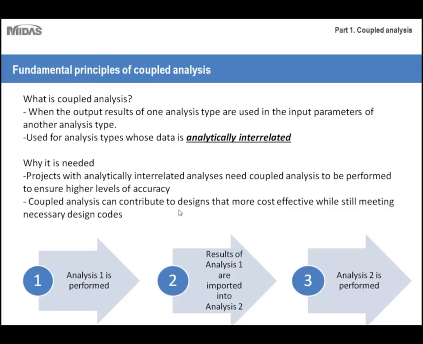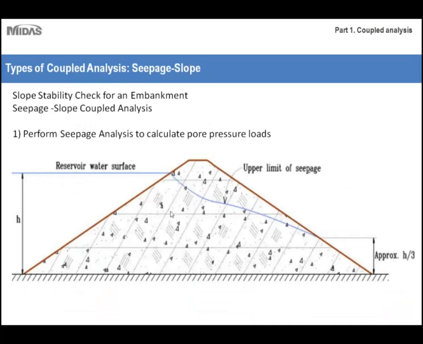So here's the basic procedure for a coupled analysis. First, you have one analysis type and it's performed. Afterwards, the results from that analysis are imported into the input parameters of the second analysis. And then the second analysis is performed while taking into consideration the calculations that were produced from the first analysis. So it's a fairly simple process. It's a three-step process, really. So let's go over a couple of examples.